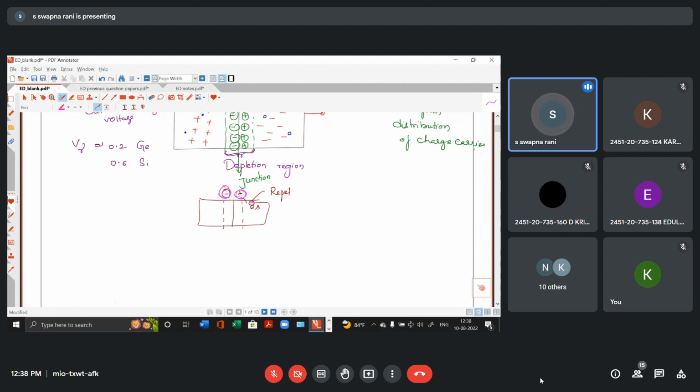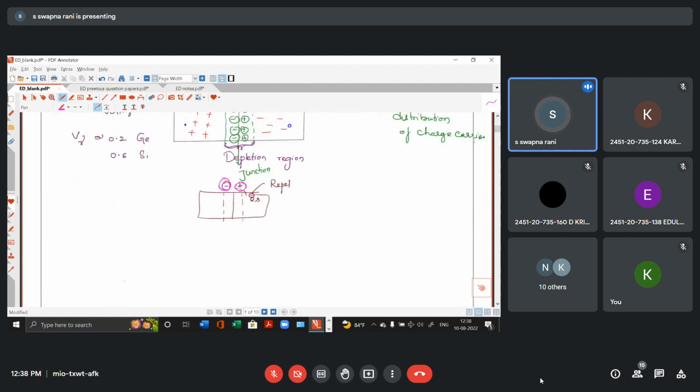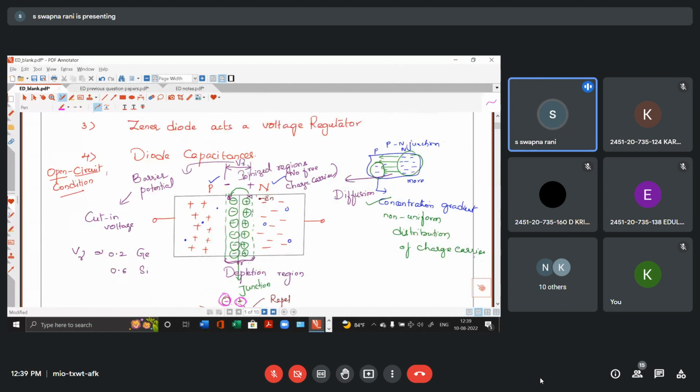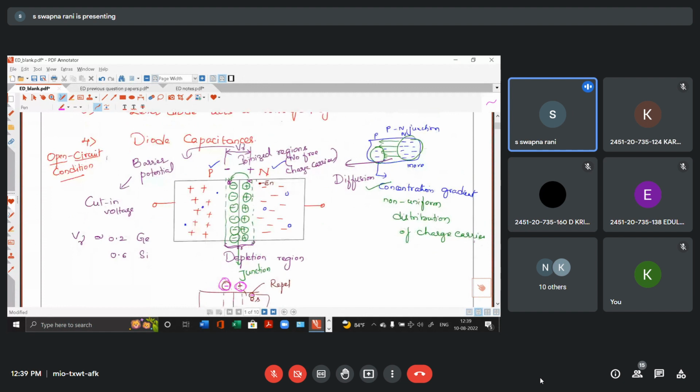We have seen only the PN junction. Now we will see the VI characteristics of the PN junction diode. First, I will quickly revise this PN junction in 2 minutes. When a p-type material and an n-type material are joined, that contact surface is called the junction. And if you observe, the electron number will be more on the n side and very less on the p side. So here it is more and here it is less.